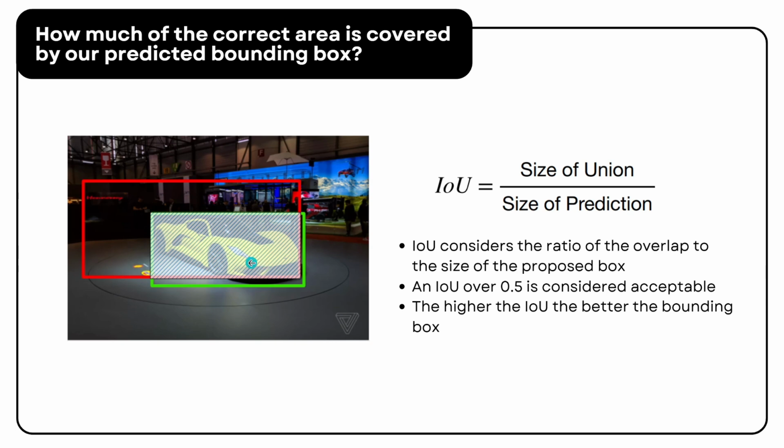To sum up, IOU considers both the size and alignment of the boxes. And higher IOU means better detection quality. And it's one of the standard metrics used in evaluating object detection like YOLO, SSD, and Faster R-CNN. And we will tackle those models later on.